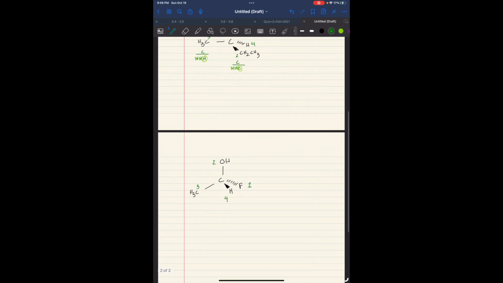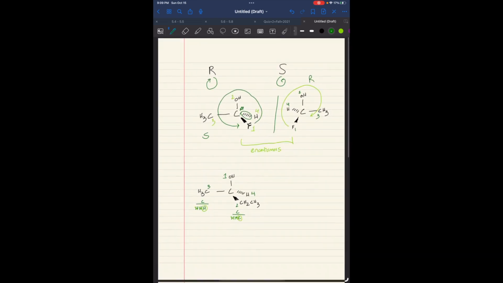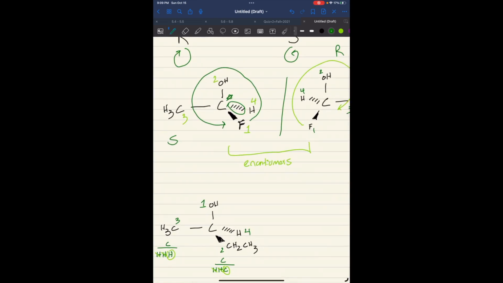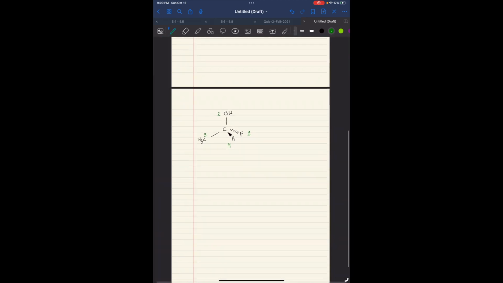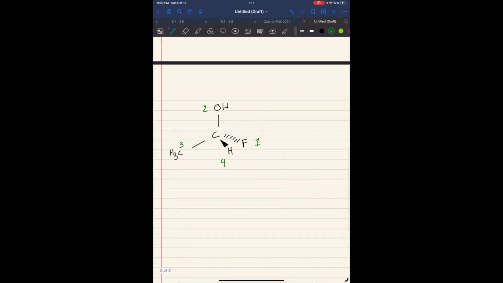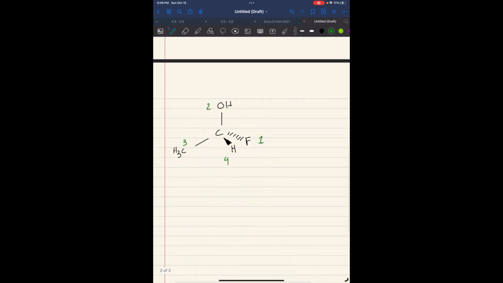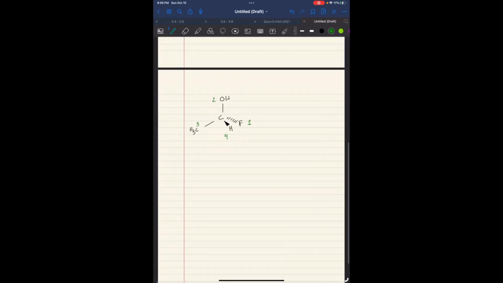Alright guys, so I've drawn a new example, right? As above, our hydrogen earlier was going into the plane. But now in this example, our highest priority group, fluorine, is going into the plane, and our lowest priority group, our hydrogen, is going out of the plane. So how would we assign priority to this molecule?